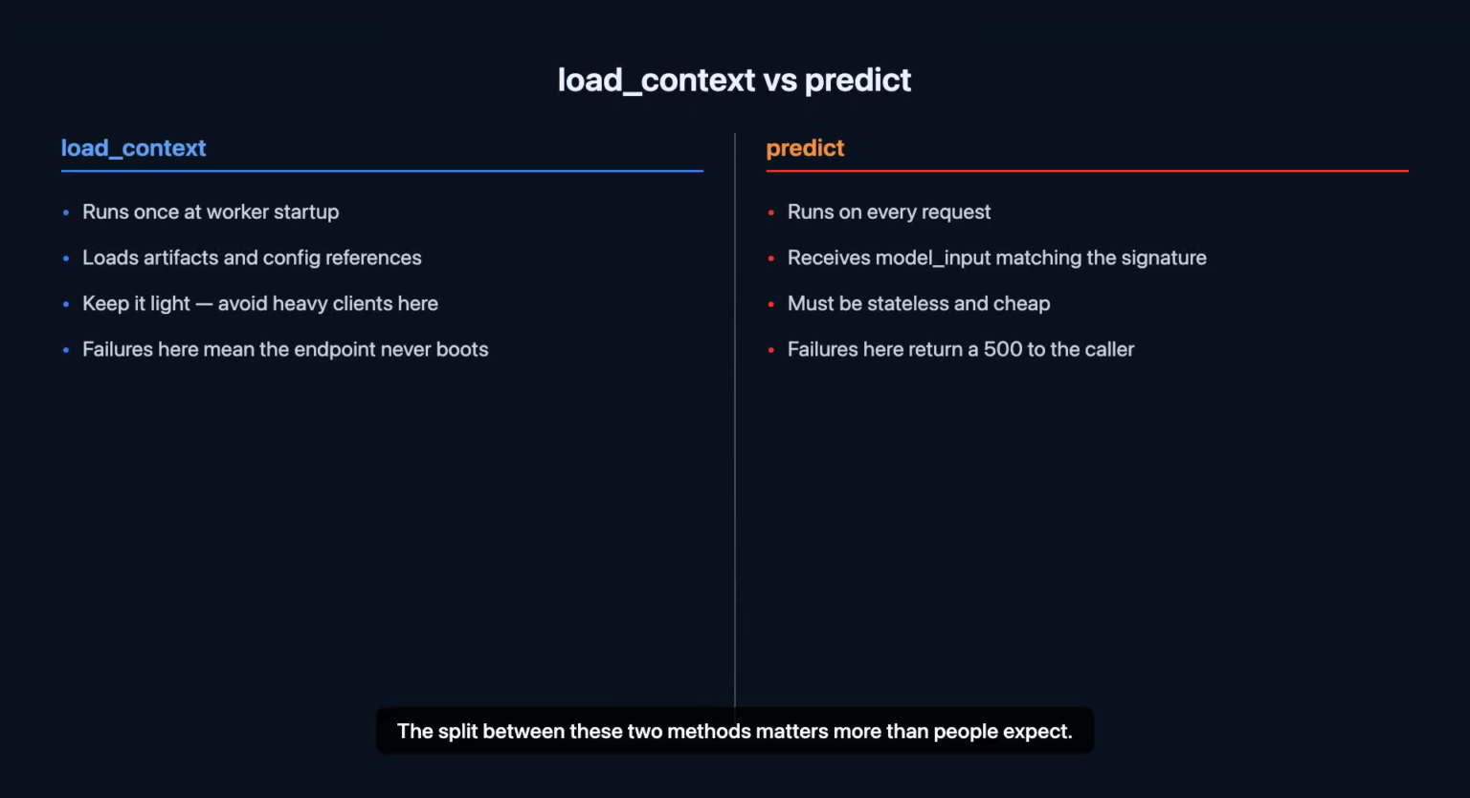The split between these two methods matters more than people expect. load_context runs once, at worker startup. It's the place to load artifacts and configuration references, and you want it light. Heavy initialization here delays every cold start. If load_context fails, the endpoint never boots at all. predict runs on every single request. It receives model input that's already been validated against your signature, and it must be stateless and cheap. If predict fails, the caller gets a 500. The discipline is cheap setup work in load_context, real work in predict.